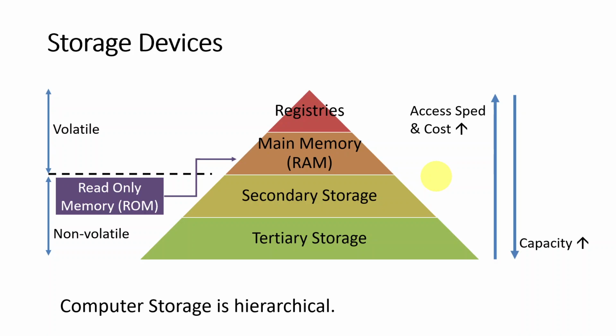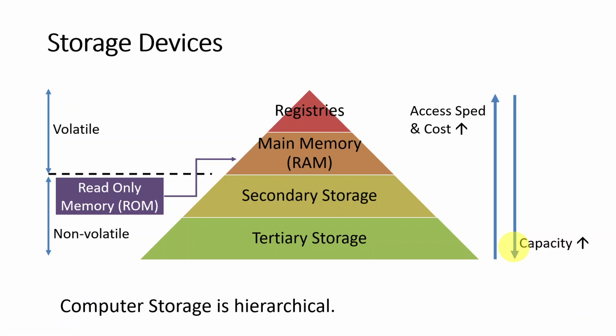The storage devices can be identified as a hierarchical structure. When you go up the hierarchy, it is closer to the processor, and the speed goes up, but at the same time the cost goes up. And when you go down the hierarchy, the capacity goes up, because we need more and more capacity down in the hierarchy.